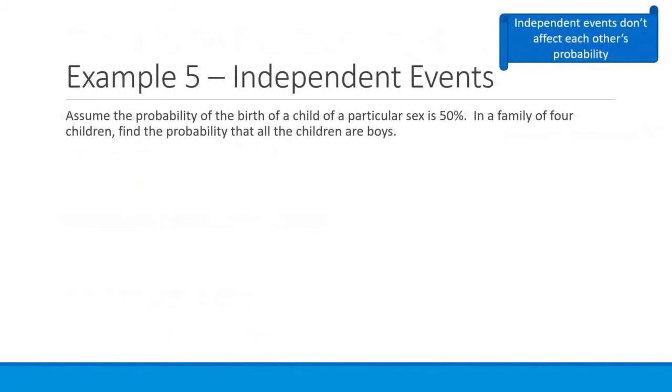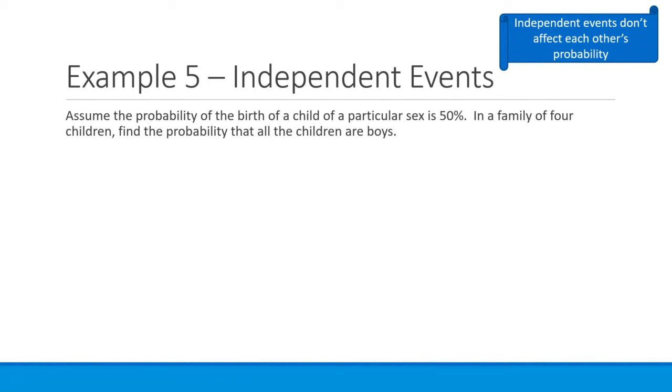All right, so next is independent events. I did mention with the heads and tails that those are independent events. So here's another one that's independent. Independent means that the probability of one doesn't affect the probability of another. So assume the probability of the birth of a child of a particular sex is 50%. In a family of 4 children, find the probability that all the children are boys.